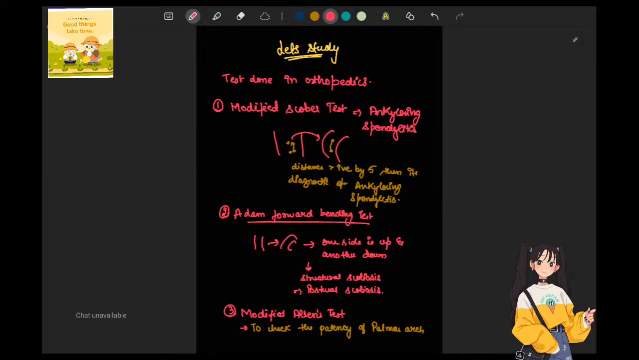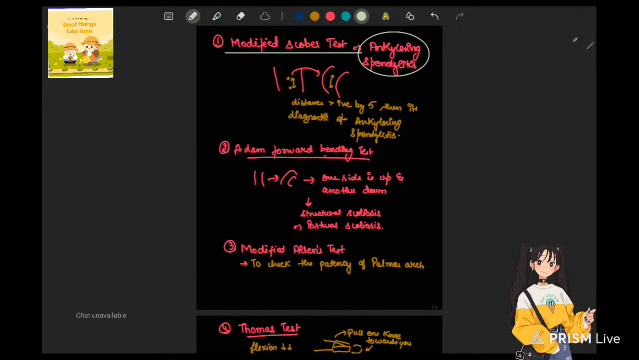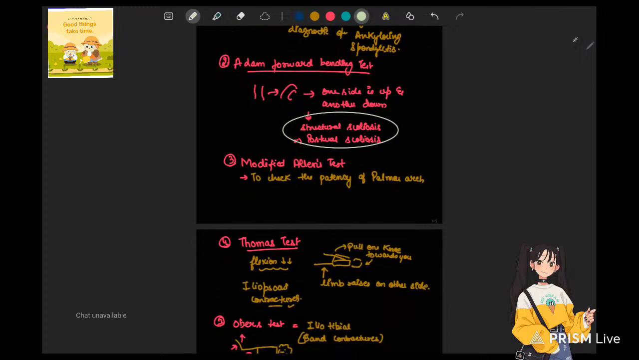Okay, so let me just revise all of these. So what are the tests? First we have the modified Schober's test. This is for ankylosing spondylitis, right? And then we have the Adams forward bending test. Again, this is for scoliosis. Then we have the modified Allen test. Okay, this is to check the patency of palmar arch.